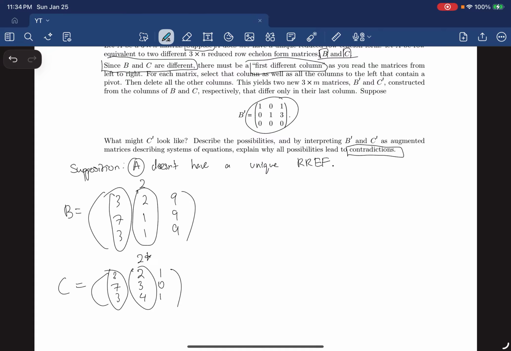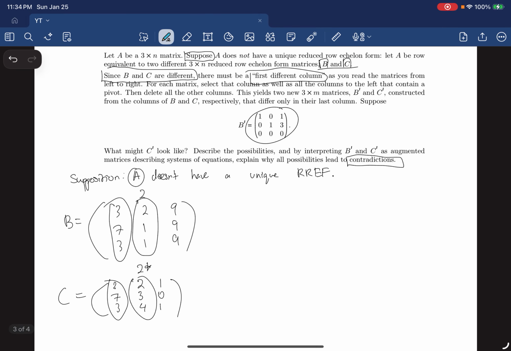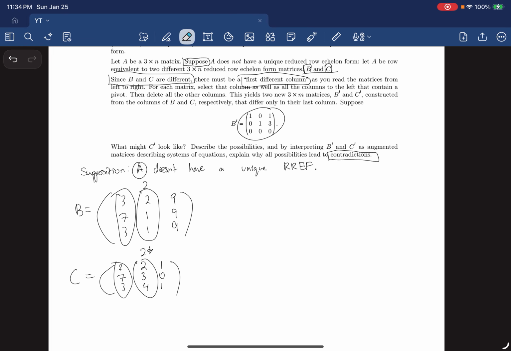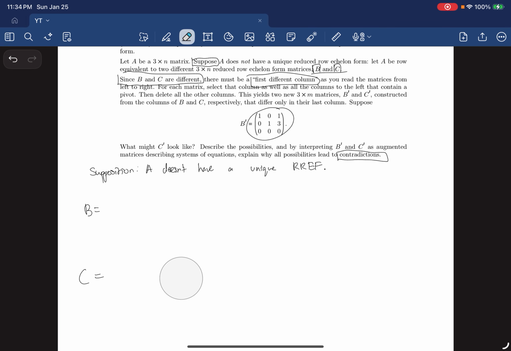So then, once you find that first different column, they have to be in reduced row echelon form, right? So they have to, like I said before, be 1s and 0s and so on over there, all right? So let's get on with the proof.